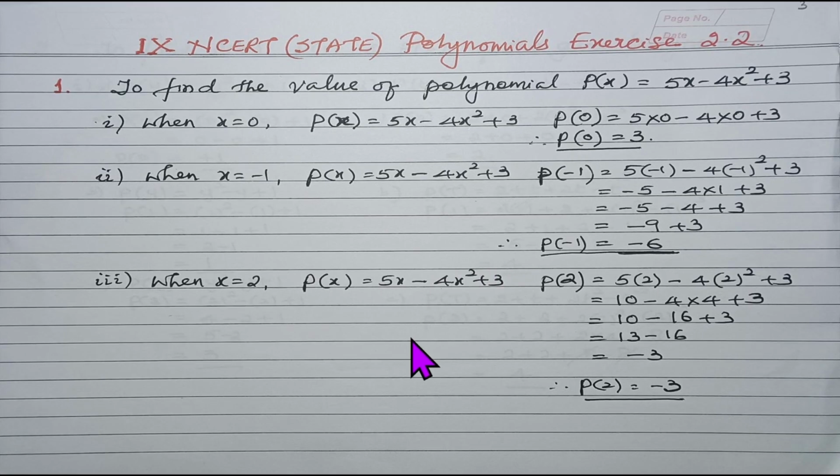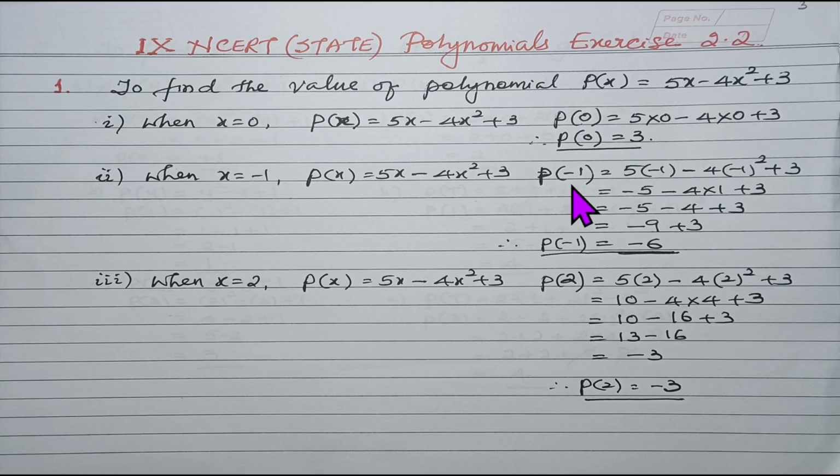Now coming to exercise 2.2 of the polynomials chapter of 9th NCERT state syllabus. Now to find the value of the polynomial p of x, 5x minus 4x square plus 3, it is given to us. We have to find the value of the polynomial p of x when x is equal to 0. Therefore wherever x is there, put 0. So it will be 5 into 0 minus 4 into 0 square plus 3. That will be 5 into 0 is 0 and this is 0, therefore the answer is 3. Therefore the value of the polynomial when x is 0 is 3.